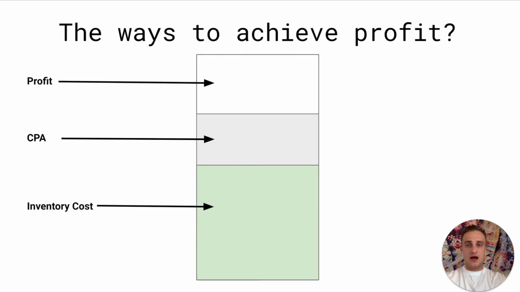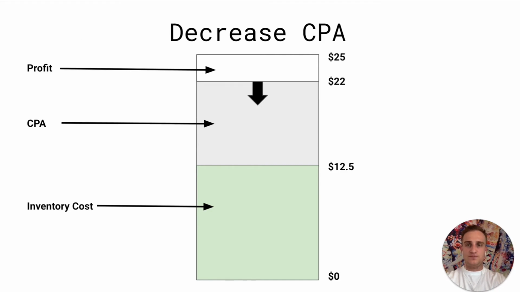So how do we achieve the profit? Basically, there are a few main ways to achieve profit, and it usually happens by decreasing the cost per acquisition. So let's say instead of paying Facebook $12.5, we decided we can pay them $9.5. We can optimize some way to do it. It means we have a few dollars of profit from this order, and on a larger scale, that's going to become our 5% profit.